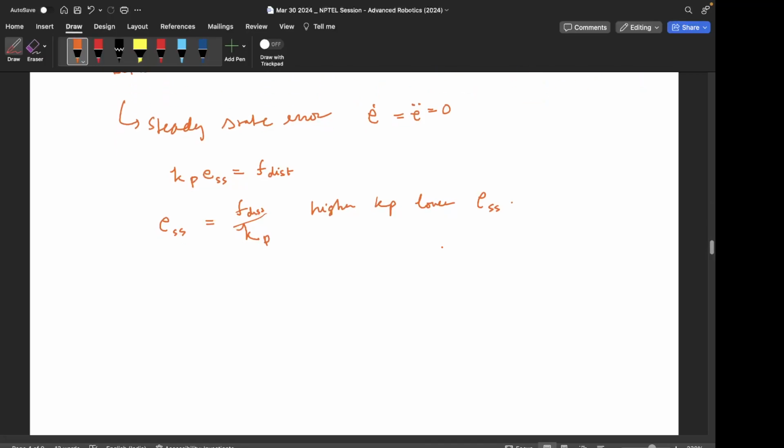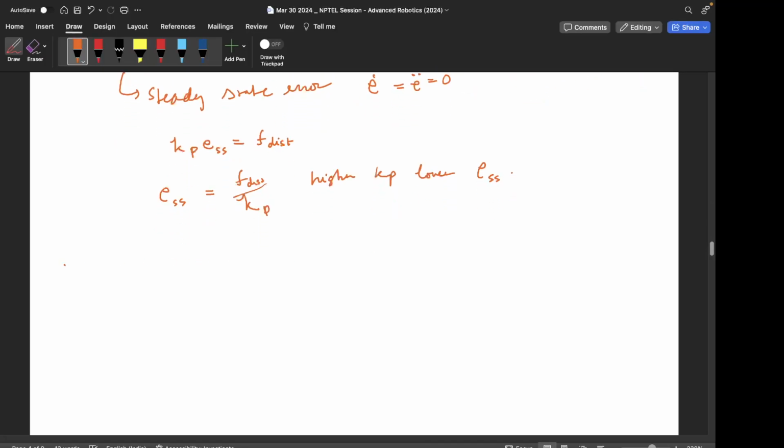To entirely eliminate the steady state error, we modify the control law like this.